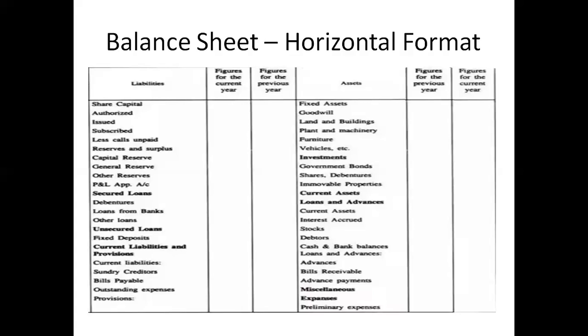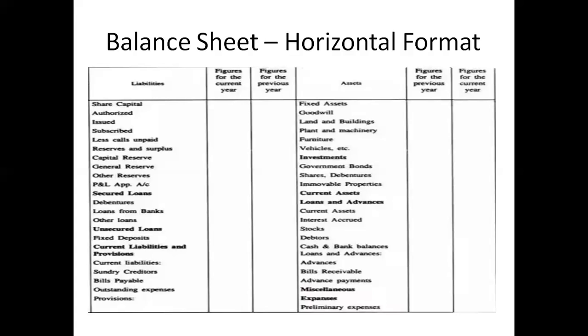We have company fixed deposits made by other people with the company. These are the fixed deposits with the company. We have current liabilities and provisions. Under current liabilities, we have the sundry creditors, the bills payable, the outstanding expenses, and we have the provisions for those outstanding expenses.